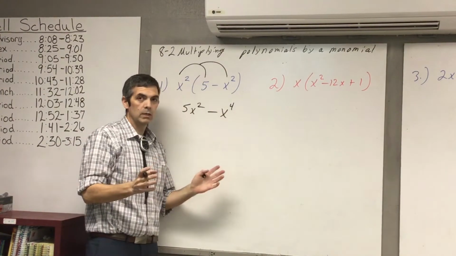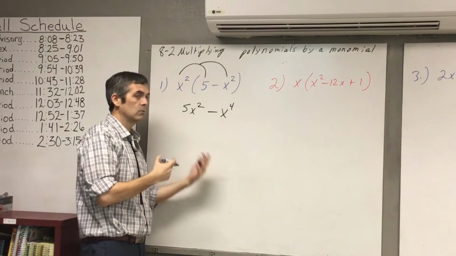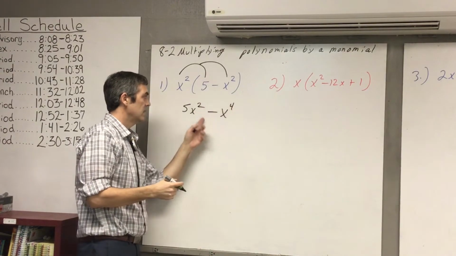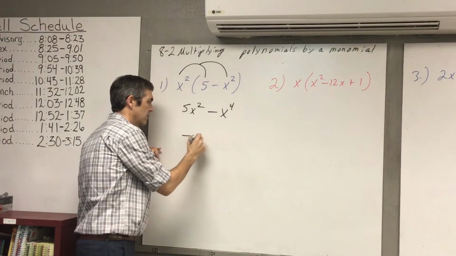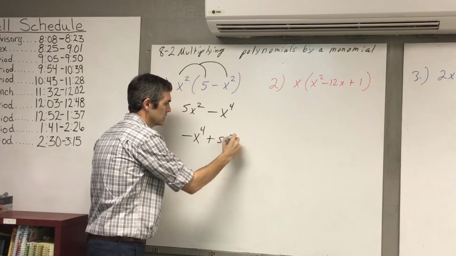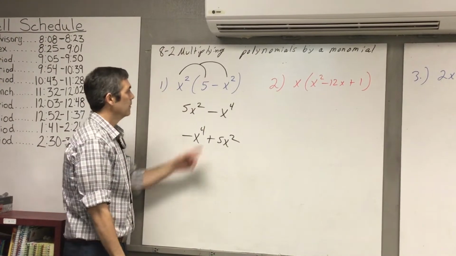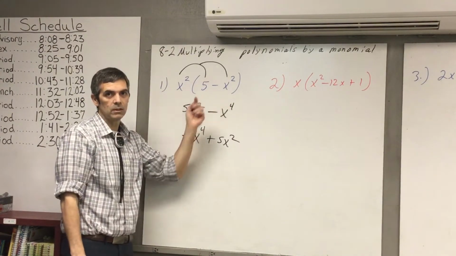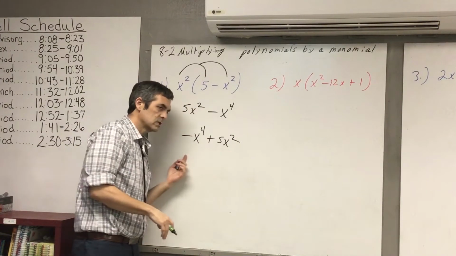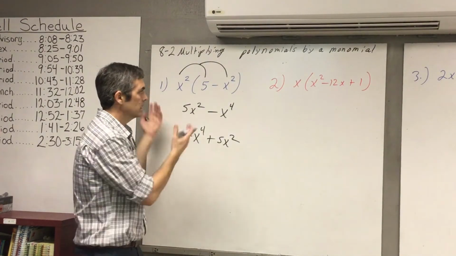But now what we need to do is put it in standard form, where our highest degree is at the front. So we're going to take this and put it to the front. Negative x to the 4th plus 5x squared, okay? Reorder. They should have had it like that to begin with, but you're going to see problems like that. And later on, you're going to see why this is so important. But that's all there is.